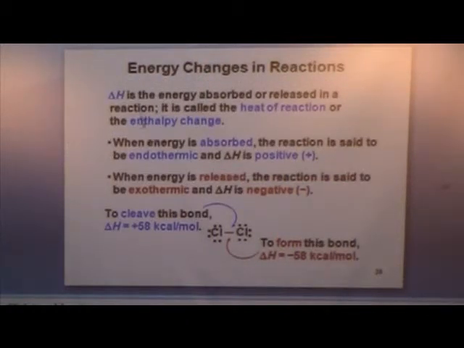Yeah, here it says, by the way, delta H is used. It is the energy absorbed or released in a reaction. Delta H is called the heat of reaction or enthalpy change. Enthalpy is like a Greek word. Enthalpy means heat. But we use H as heat versus enthalpy because enthalpy is always related with pressure. If you say heat, you don't consider pressure.